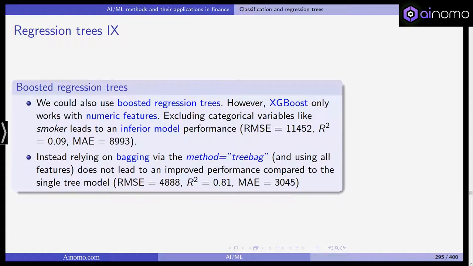However, XGBoost only works with numerical features. And as we've seen, smoker yes or no, a categorical feature, a binary variable, should be included because it seems to be the feature that has the highest predictive power. If we leave this out, this would lead to an inferior model. We can do this, but you can see the R² immediately drops to 9%. Instead, if you rely on bagging via the method treebag, and if you use all features, this does not, in this scenario, lead to an improved performance compared to the single tree model. The R² drops to 81%, but it's a good thing to try this out.